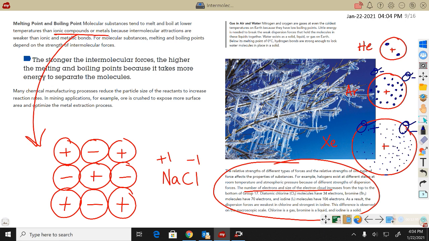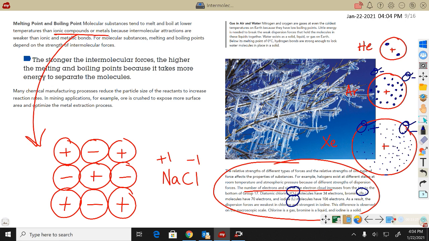The same thing happens down here with the example of the diatomic chlorine. So the Cl2 molecule would have 34 electrons. But as you get to the iodine molecule, it would have 106 electrons. That's a lot of electrons to keep perfectly organized and away from each other. And so even though all 3 of these, the chlorine, the bromine, and the iodine, will all have these weak dispersion forces, they get stronger as you have more total electrons.